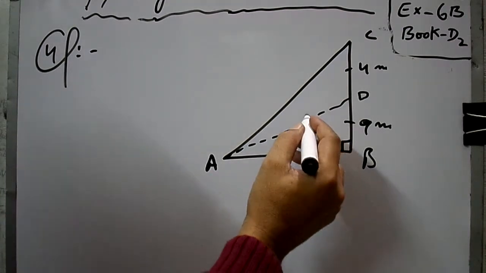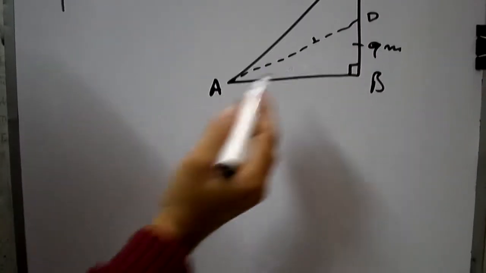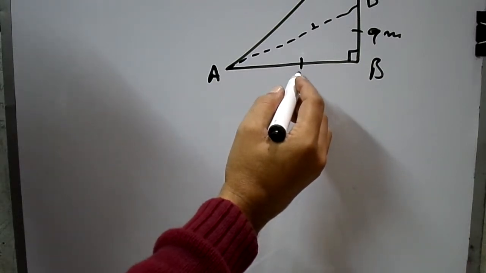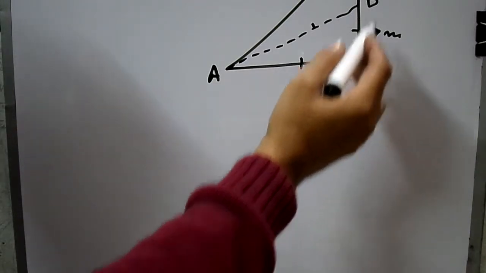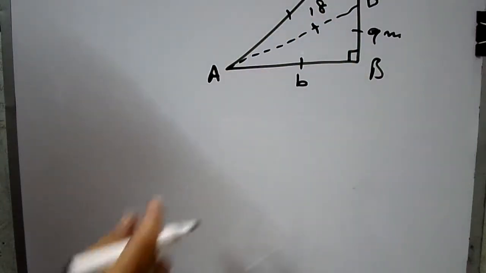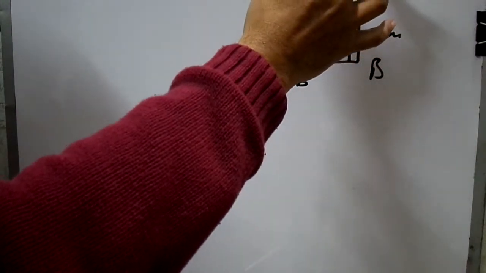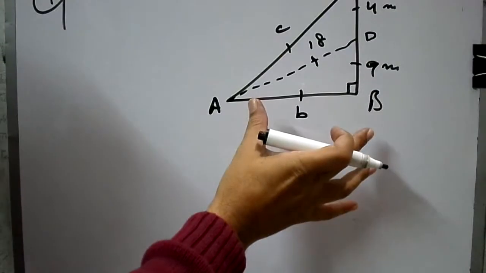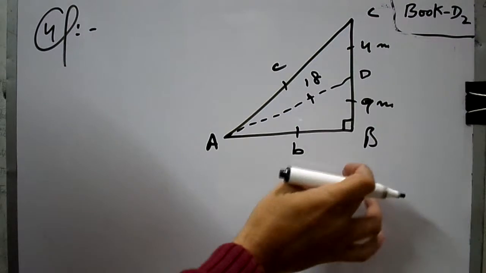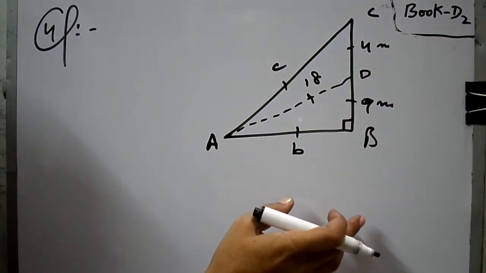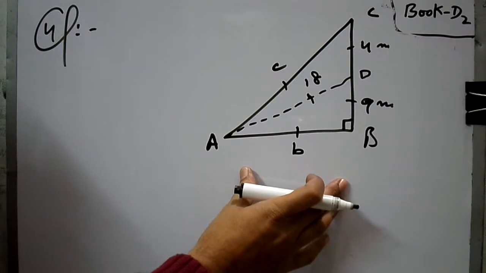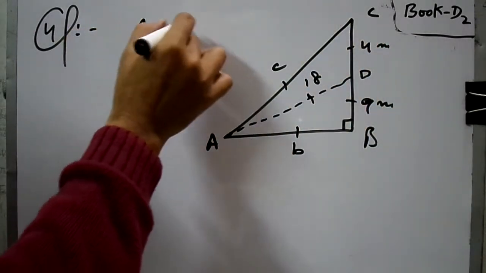So after reading this statement, it means that is your B and A, B, C, and that is 18, and that is your C. There are two triangles we can see here: A, B, C is one triangle, and the second one is A, B, D. So we have to find the value of AC.